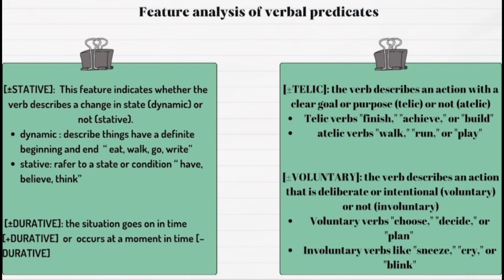Voluntary. This feature indicates whether the verb describes an action that's deliberate or intentional. It's voluntary or not, involuntary. Voluntary verbs like choose, decide, or plan involve conscious decision making, while involuntary verbs like cry or blink happen without conscious effort.